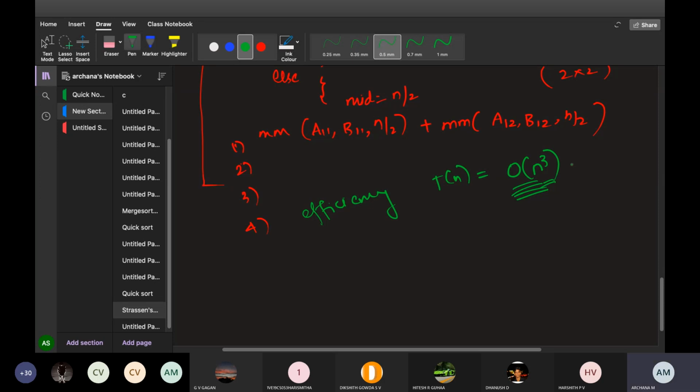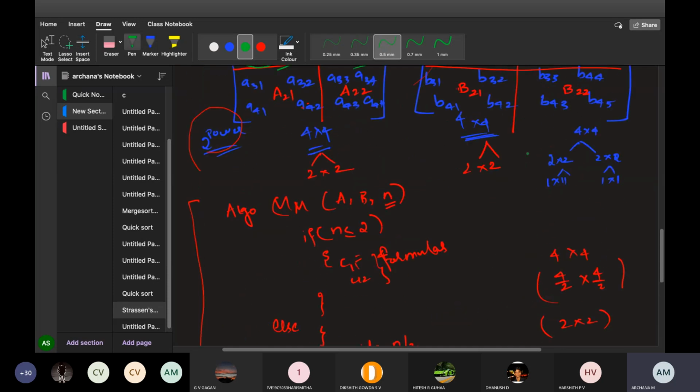But sometimes, when you have a very big problem, you need to reduce some time. You may think, I don't want this n cube. I want the time efficiency to be very less compared to this n cube. The number of multiplications and additions in my program should be small compared to the normal mathematical formulas.